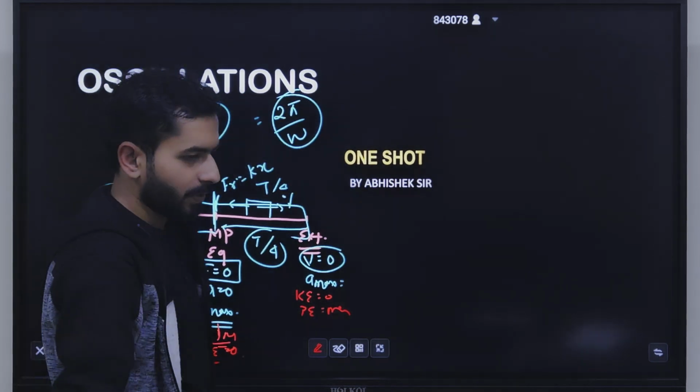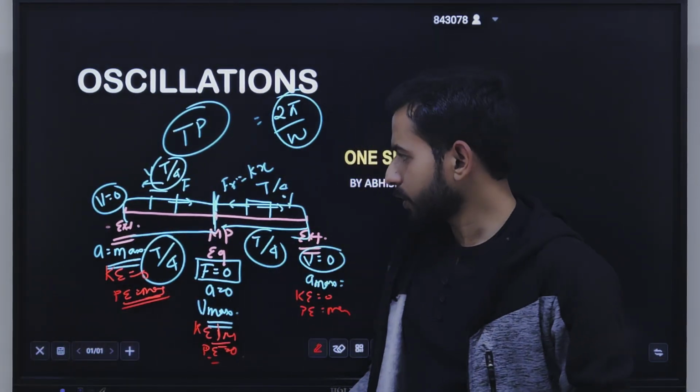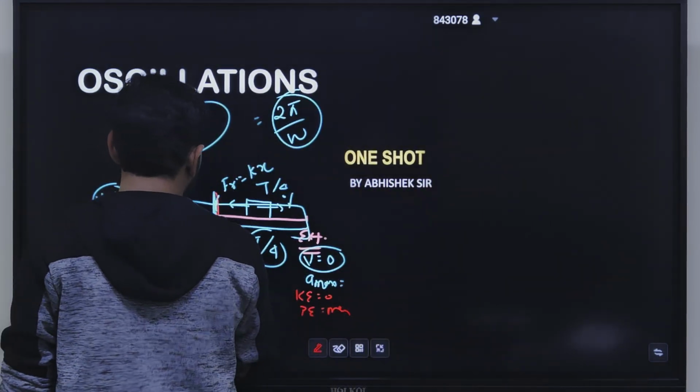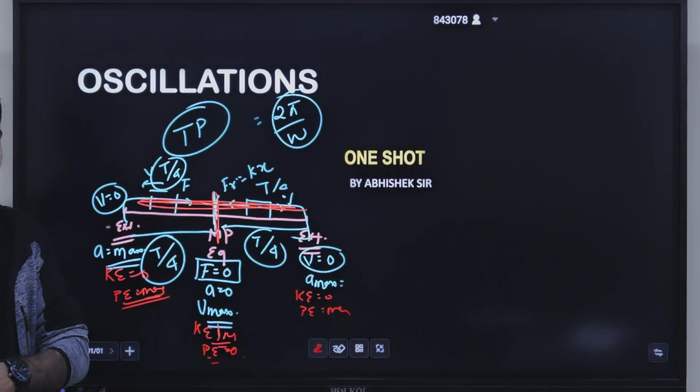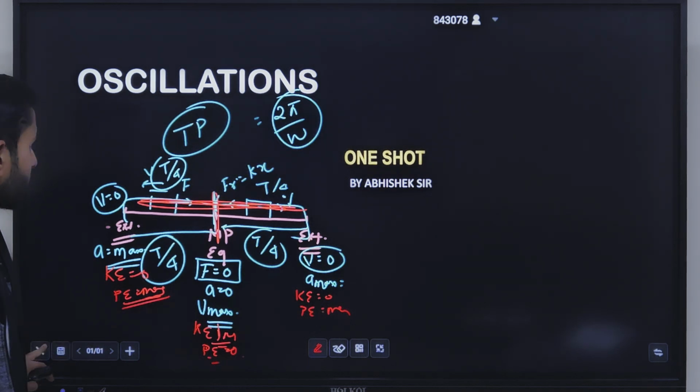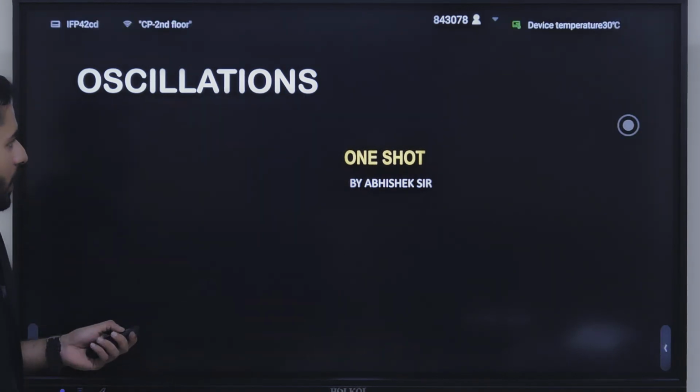So this is a brief overview I will give you about simple harmonic motion. It will keep oscillating about this mean position in a to and fro motion, and this to and fro motion is called simple harmonic motion. So this was the discussion about simple harmonic motion.